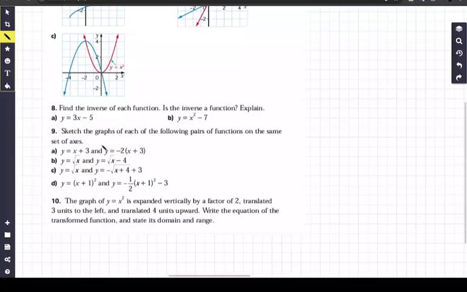Number 10, the graph y equals x squared is expanded vertically. So we're writing the equation. I'm going to go ahead and do that for you. So we are expanding by a factor of 2. So y equals 2x squared. And then we're going to see what's going on.